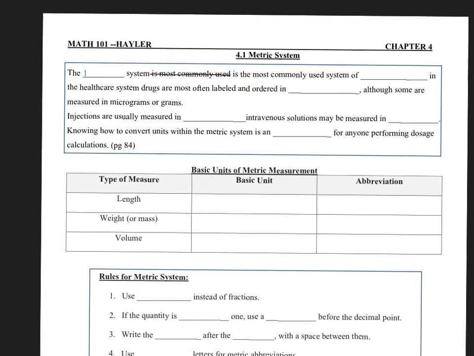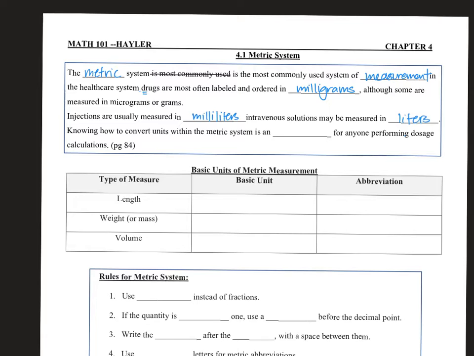So, the metric system is the most commonly used system of measurement in the healthcare system. And there's supposed to be a period, uppercase. Oops, another error. Okay, so drugs are most often labeled and ordered in milligrams. That's the most often form that they appear in, although some are measured in micrograms or grams. Injections are normally measured in milliliters, although intravenous solutions may be measured in liters.